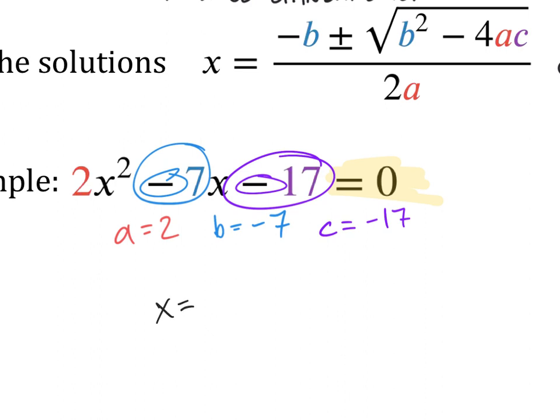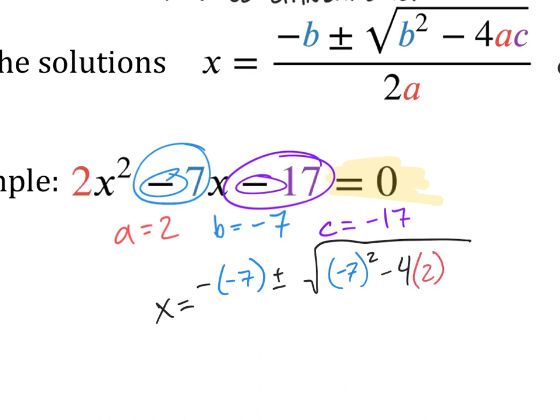X equals. It's really important that you say X equals because otherwise it's not a true statement. Negative B. B was -7, so I'm going to write -(-7) like that. Plus or minus the square root of -7 squared, minus 4 times A times C, all over 2A.